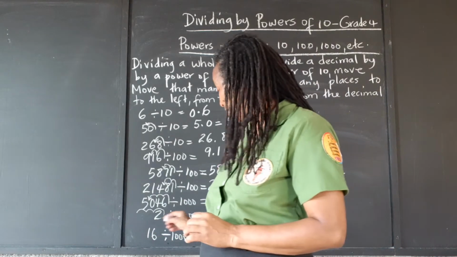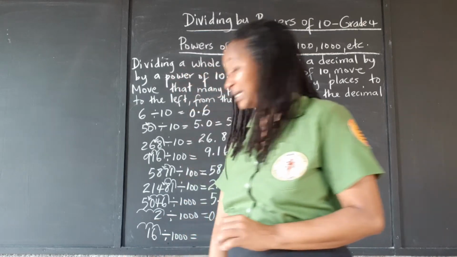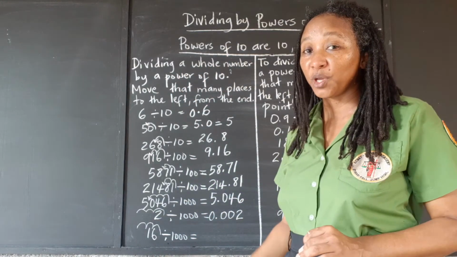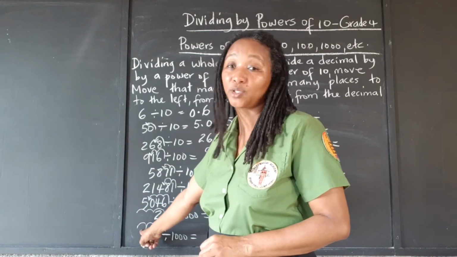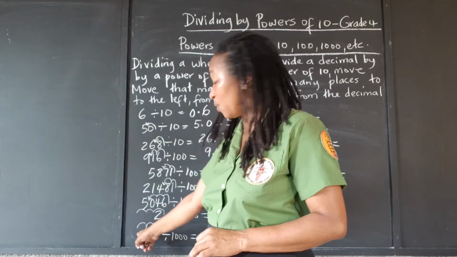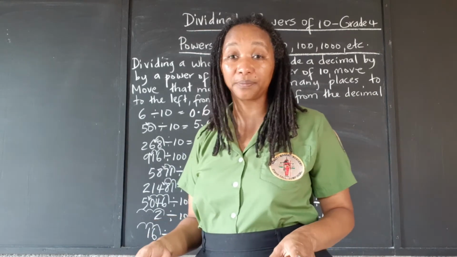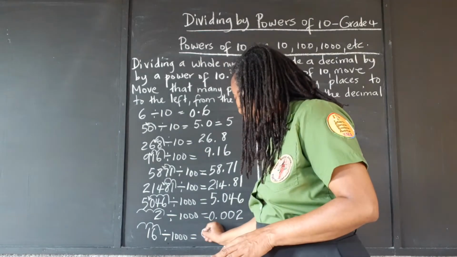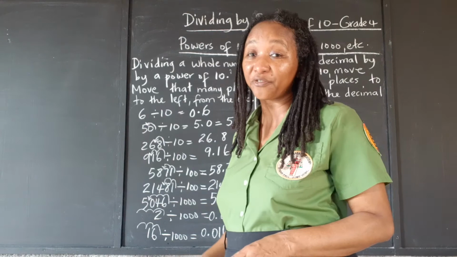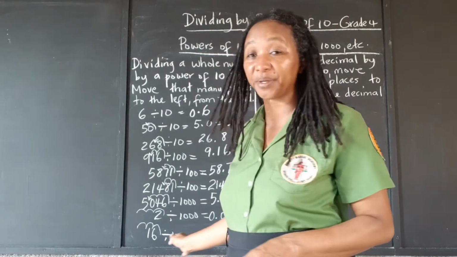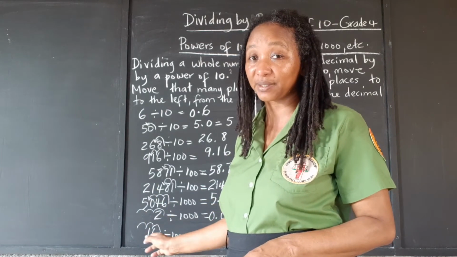16 divided by 1,000, so that's 1, 2, 3 places. Again, we go for our friend, the 0, because we need someone to hold this place. We can't just write 0.16, that would be a totally different number. It's actually 0.016. A completely different number, a much smaller number by far than 0.16.